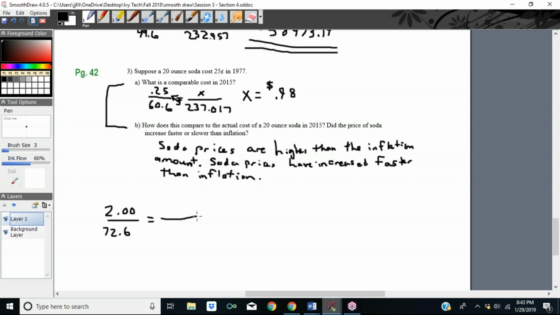And then we're going to look at compared to today, 2017. So we want the CPI for 2017, 245.120. So we know the actual, and we're trying to find out what it would be if it were keeping up with inflation. And so we're going to take 2 times 245.120, and then divide that by 72.6. Wait, I don't know if I like this or not. $2, 2, 3.